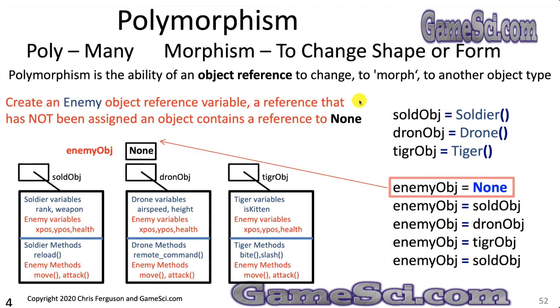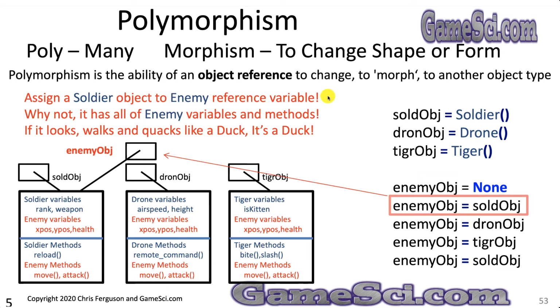Create an enemy object reference variable. A reference that has not been assigned an object contains a reference to None. I'm going to create this as sort of an empty reference for now. The empty reference will point to None, so I'll put a None in that variable. As of this point, enemy object is not pointing to a specific type of object. However, let's assign a soldier object to the enemy reference variable. Why not? It has all the enemy's variables, and it has all the enemy's methods. It looks like a duck, walks like a duck, and quacks like a duck. It's a duck. A soldier object is an enemy object.